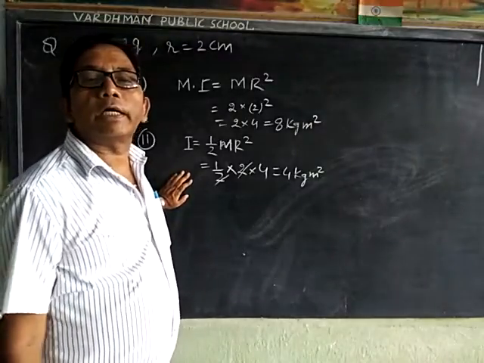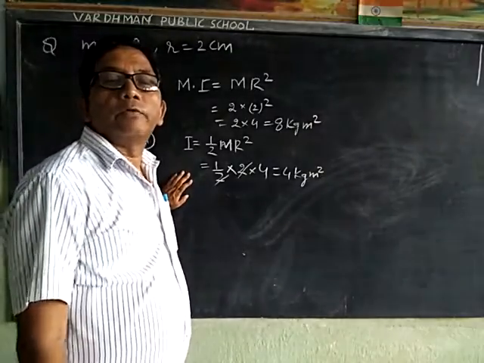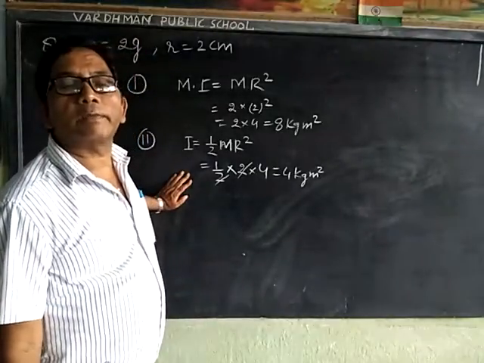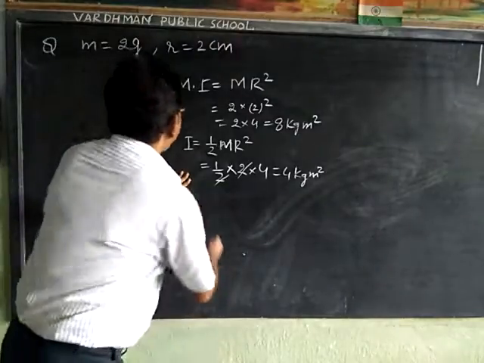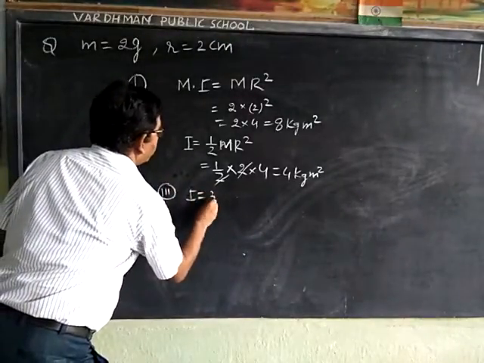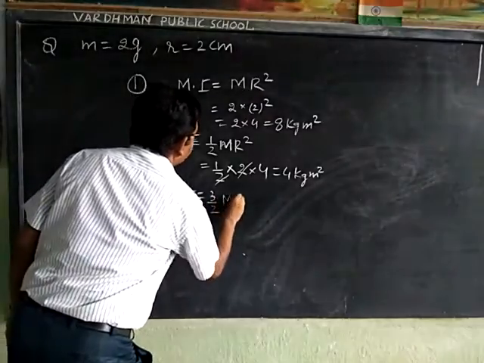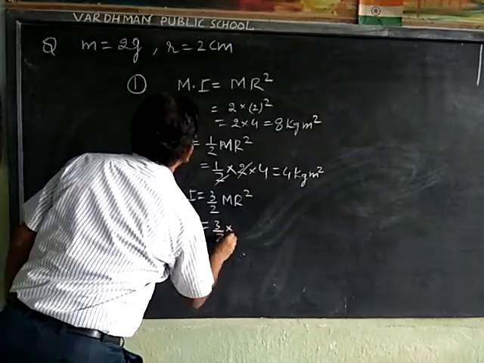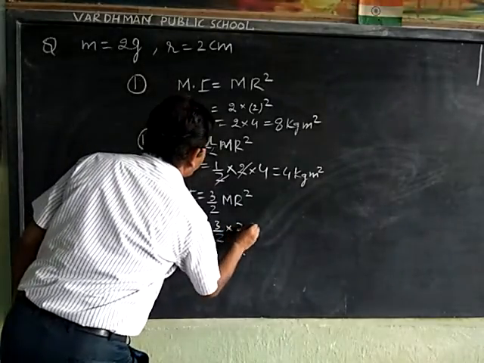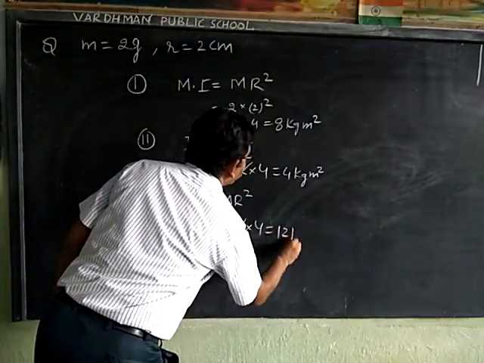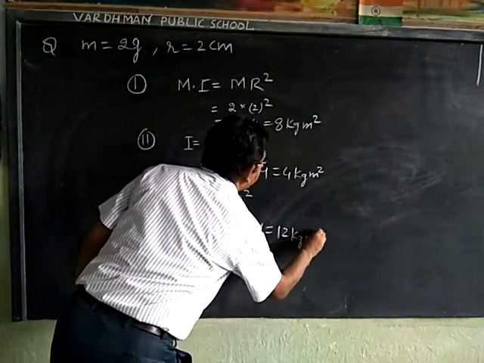Third one, tangent to the ring which is parallel to the diameter of the ring, then its moment of inertia is I is equal to 3/2 mr square, that is 3/2 m 2 4, cancel 2, this becomes 12 kg meter square.